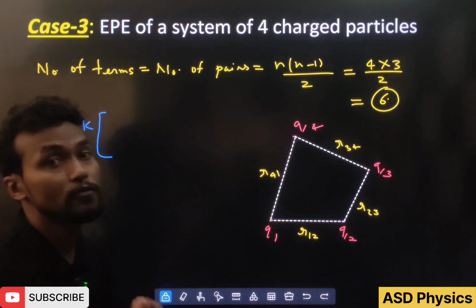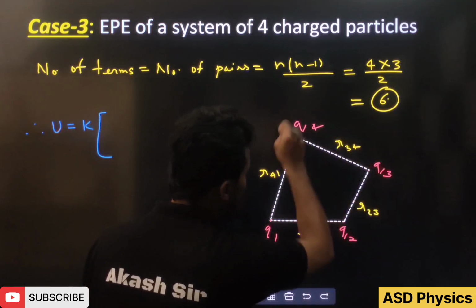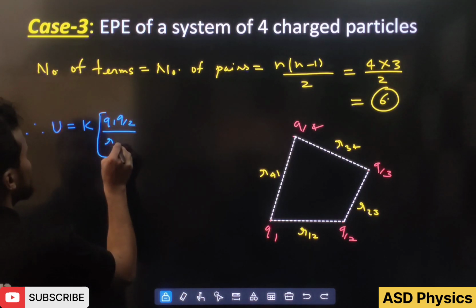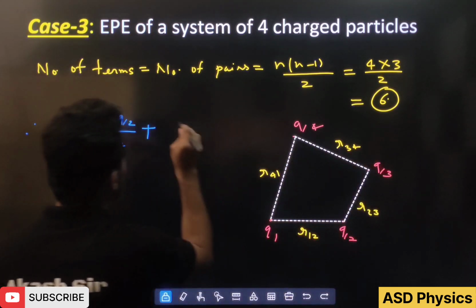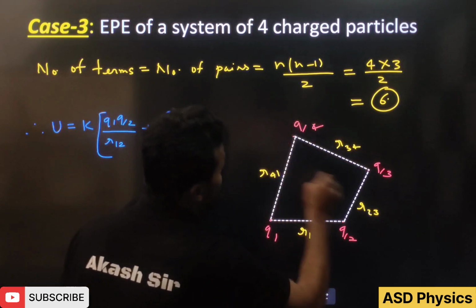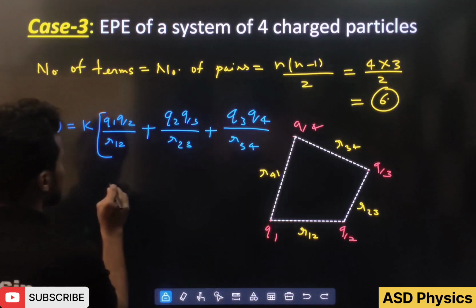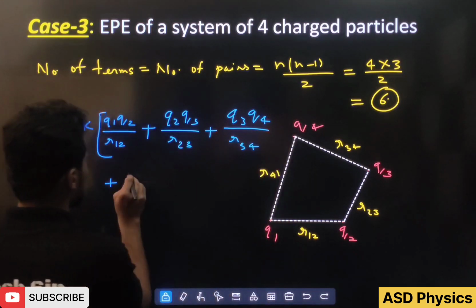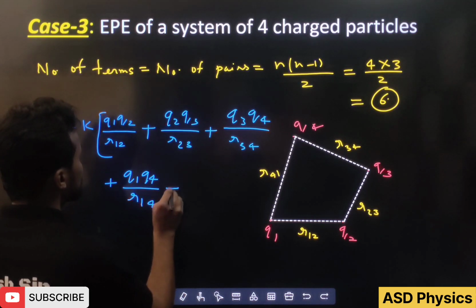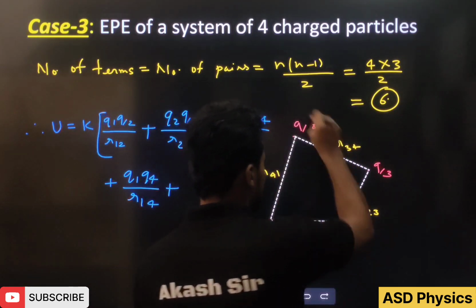K means 1 by 4 pi epsilon naught. Let me write the pairs first sidewise. So K, Q1 Q2 by R12, plus the next one, Q2 Q3 by R23, next one Q3 Q4 by R34, plus the next one, Q1 Q4 by R14 or R41. That is 4 pairs, but total how many pairs are there? 6 pairs. Where are the two other pairs? Diagonal pairs here.